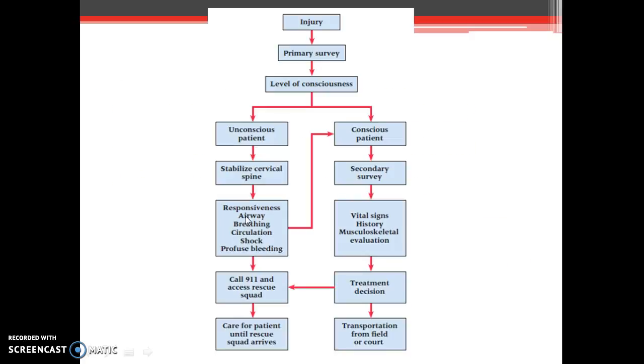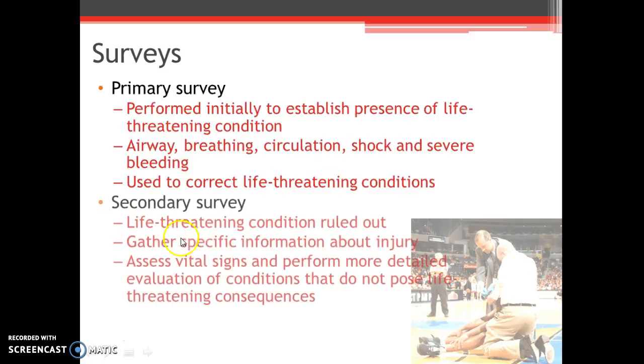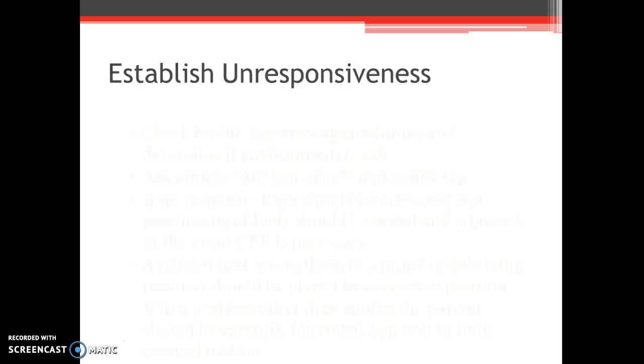So going back to that previous slide, once we have a conscious, responsive patient, we can move into our secondary survey. All right, so we're gathering specific information about the injury here, assessing vital signs. We want to continue on with our evaluation at this point.